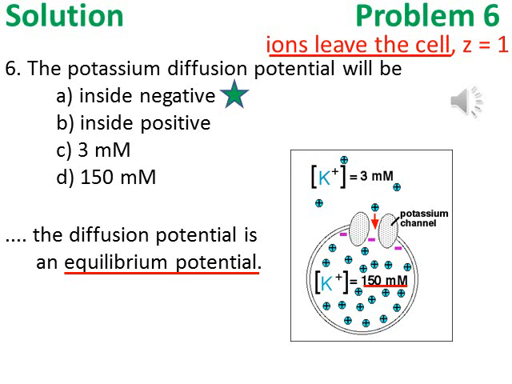Remember, when the diffusion potential is established, only a very small amount of potassium will have leaked out of the cell.